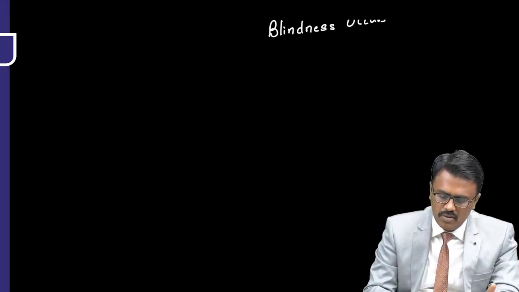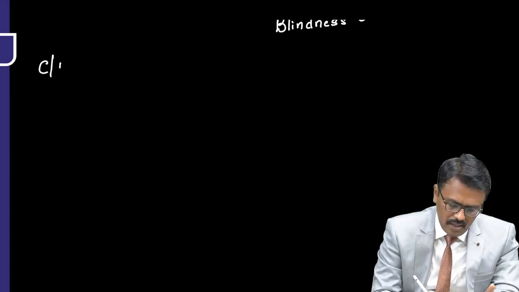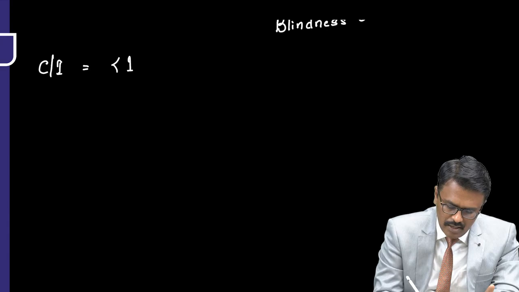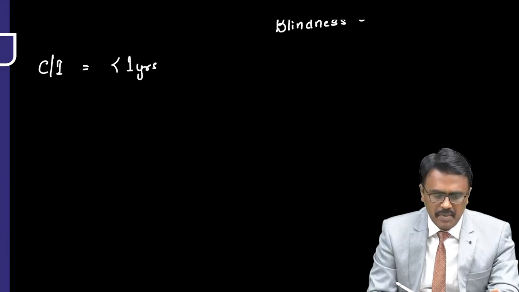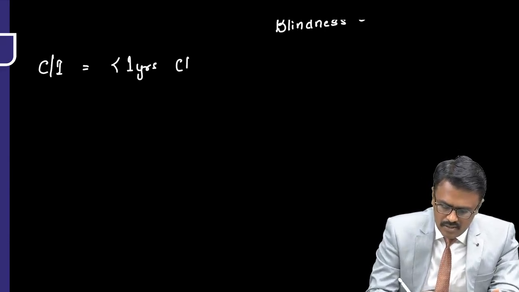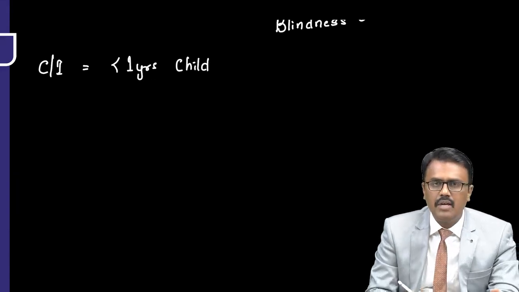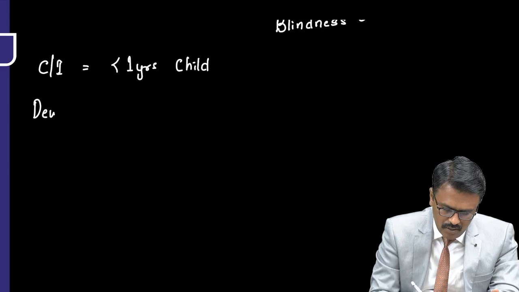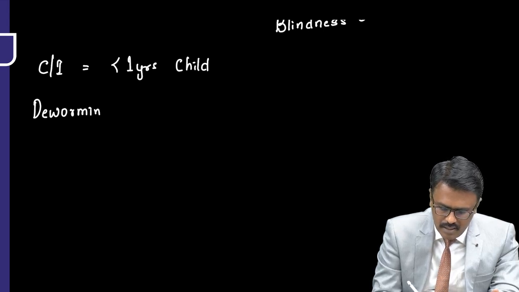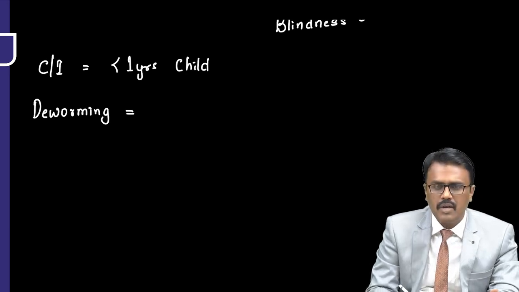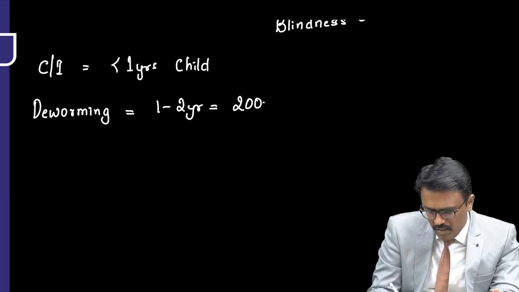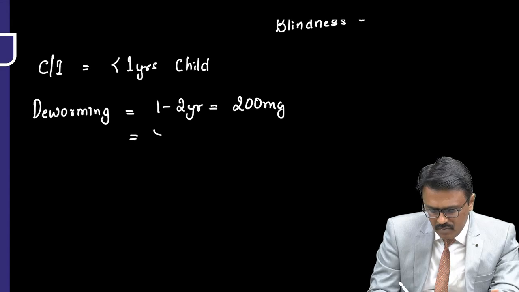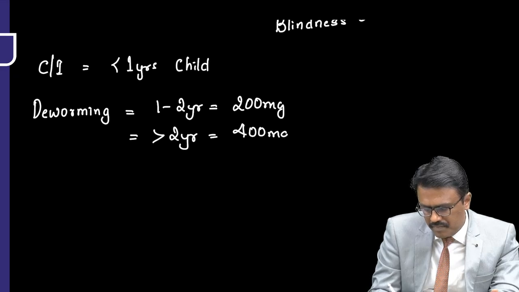Now, can we give albendazole for a newborn? No. It is contraindicated if the child is less than 1 year. We use it for deworming, and it is one of the drugs involved in the National Deworming Program. When we use albendazole, for a 1 to 2 year old the dosage will be 200 milligram. If it is more than 2 years, the dosage will be 400 milligram.